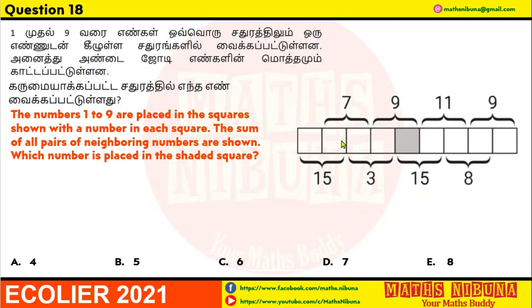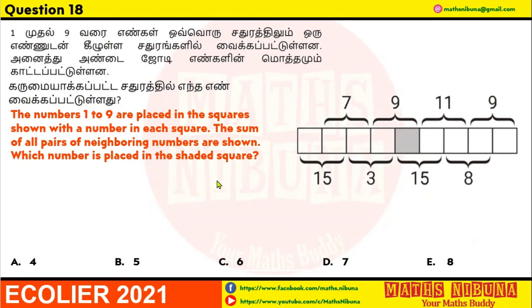This is the sum. This box plus this box, you get 7. The first two boxes you add, you get 15. The sum of the two boxes. So this one is these two, this one is these two. Which number is placed in the shaded square at the middle?